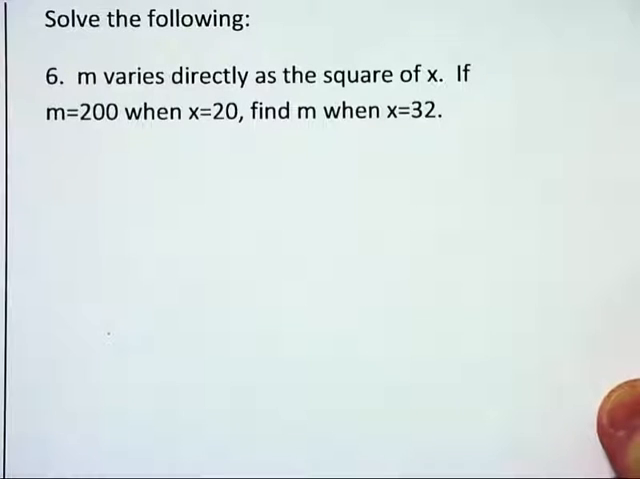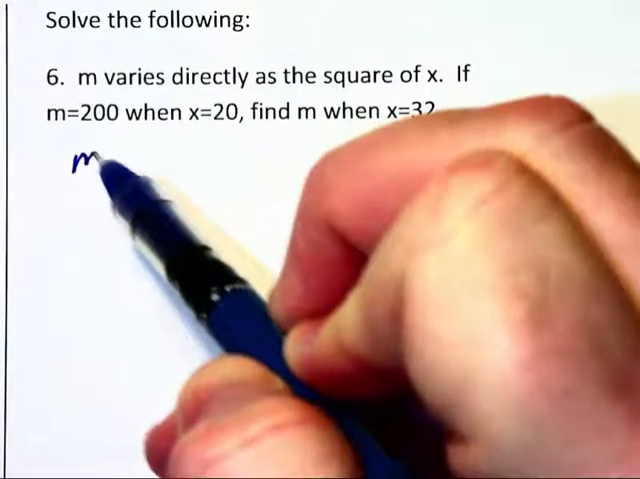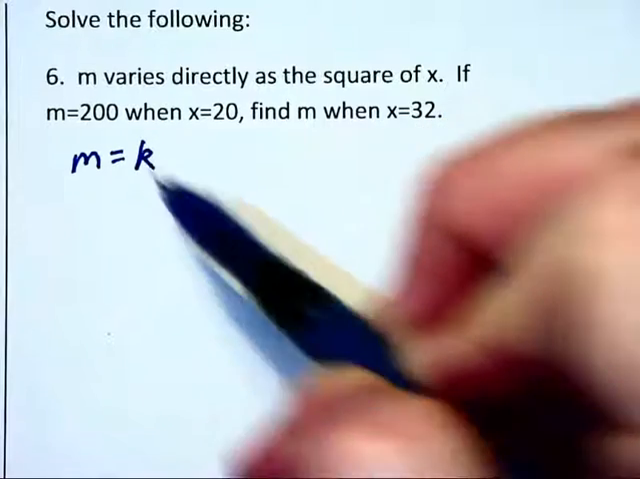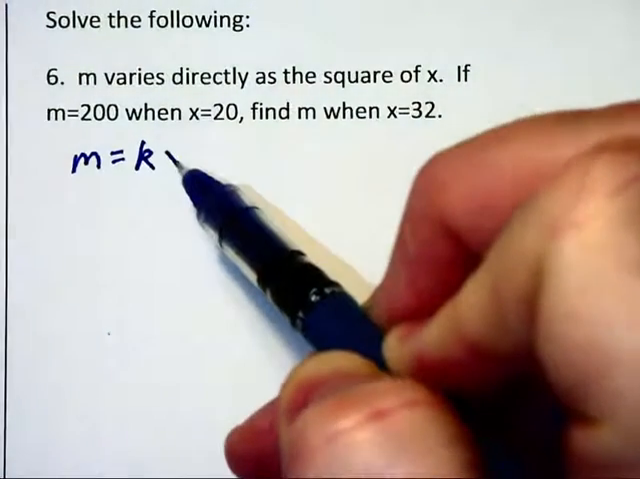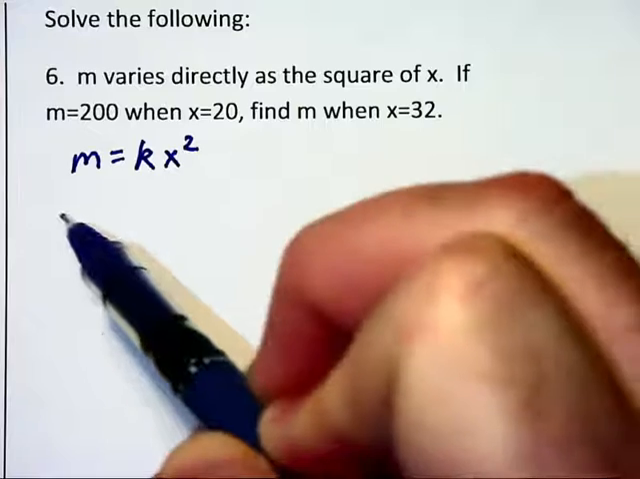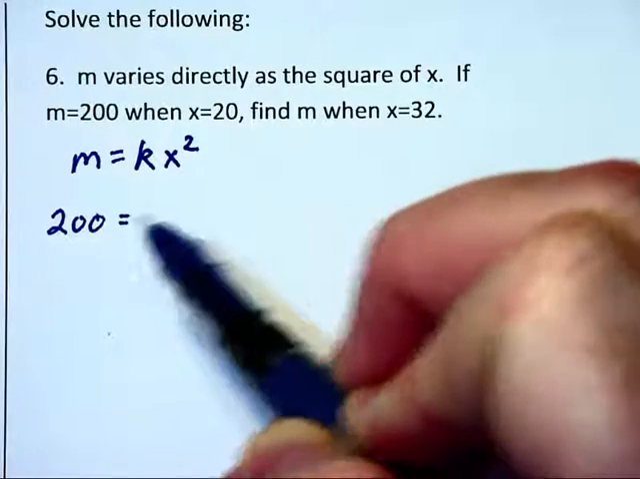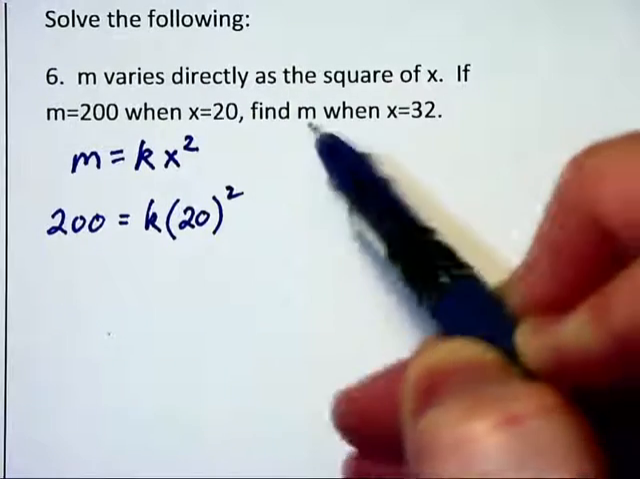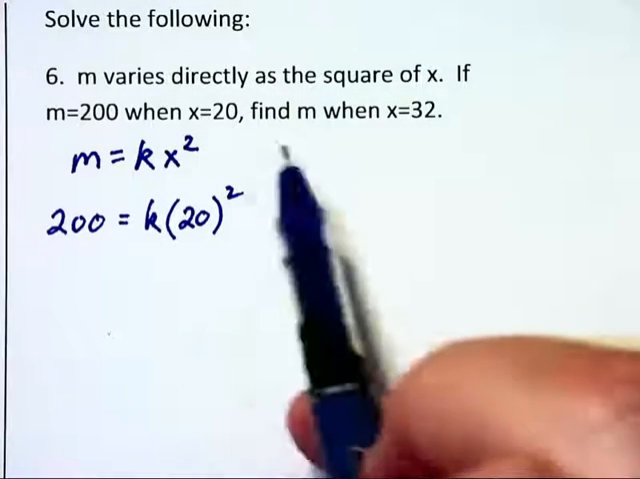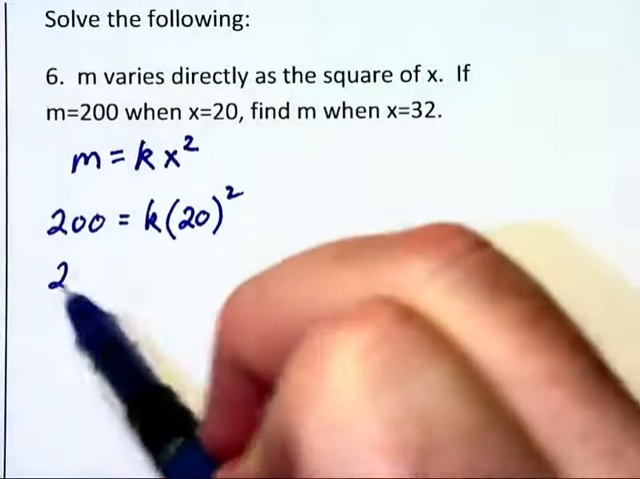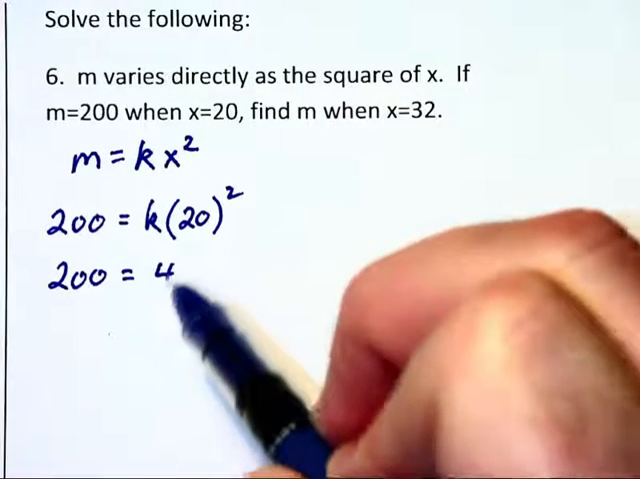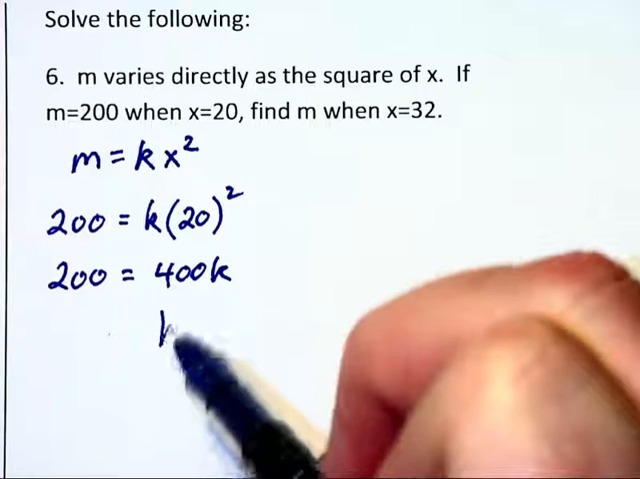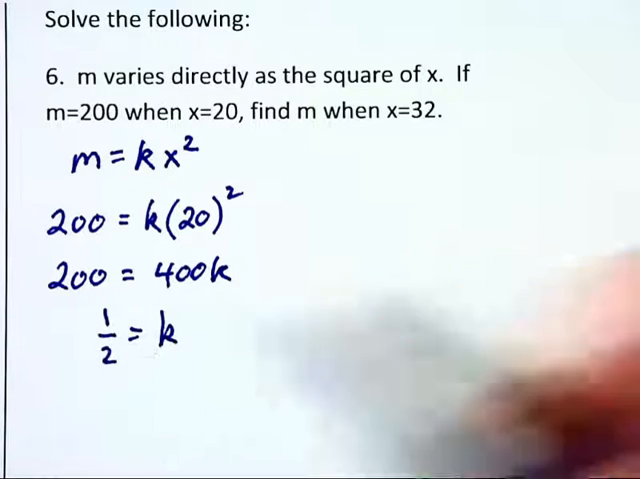Now let's take these problems to the next level where we actually use the equation we create to solve for something. M varies directly, there's equals k, as the square of x, so there's x squared. It tells us if m is 200 when x is 20, find m when x is 32. Well, let's just start with the first half of that sentence. That gives us 200 is equal to 400k, and therefore k is equal to 1/2.